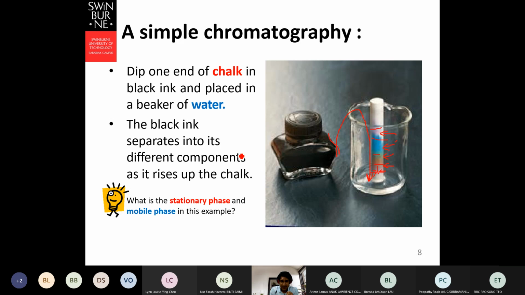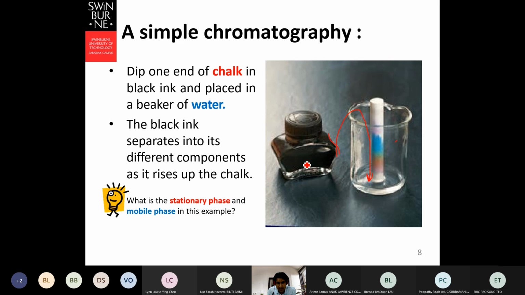Because this ink is a mixture of different things, and these different components inside that ink have different polarity. All right, they have different polarity. And since they have different polarity, they bind with different strength. They bind with the chalk when they go up. So this is what happens when the ink goes up.